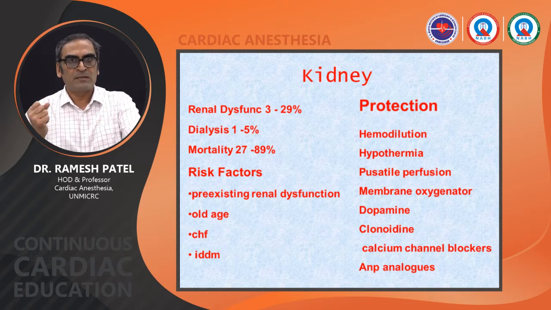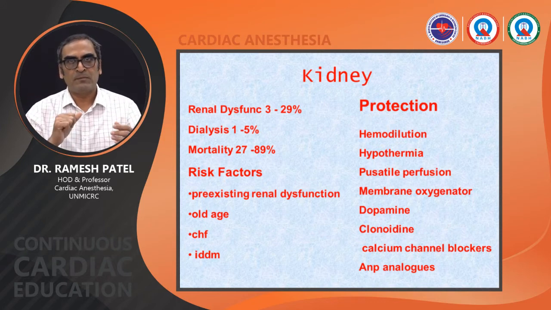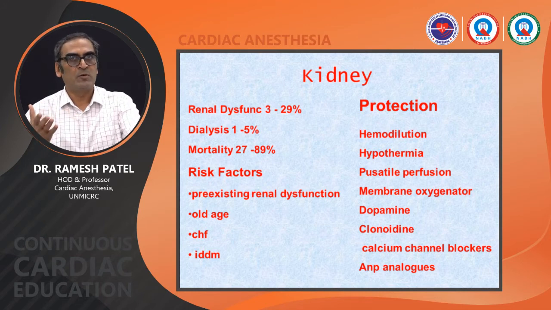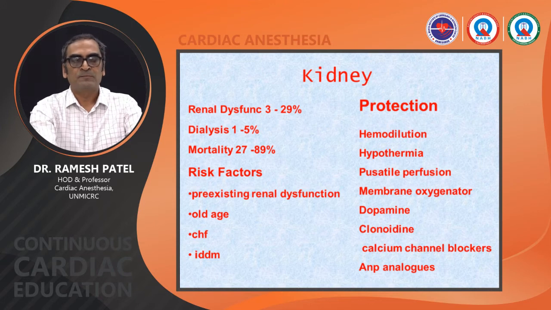And how can we protect this vital organ? We can do hemodilution for better peripheral perfusion, hypothermia, pulsatile perfusion, a membrane oxygenator that will filter the inflammatory mediators, and of course dopamine and cholinergic agents that will dilate the renal vessels and improve blood flow.